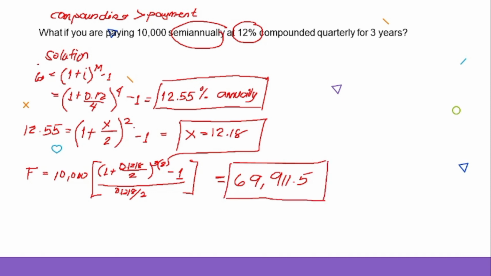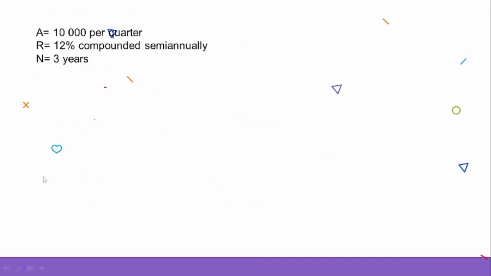So in problems like this, the first thing that you will do is to calculate the effective annual interest rate. After calculating the effective annual interest rate, solve for the nominal interest rate using the frequency of the payment. So, in this case, ang frequency ng payment natin is semi-annual. So, kapag nakuha na natin yung nominal interest rate natin, yun ang gagamitin natin to calculate for the future amount of money. So, another example, this will be the last example.